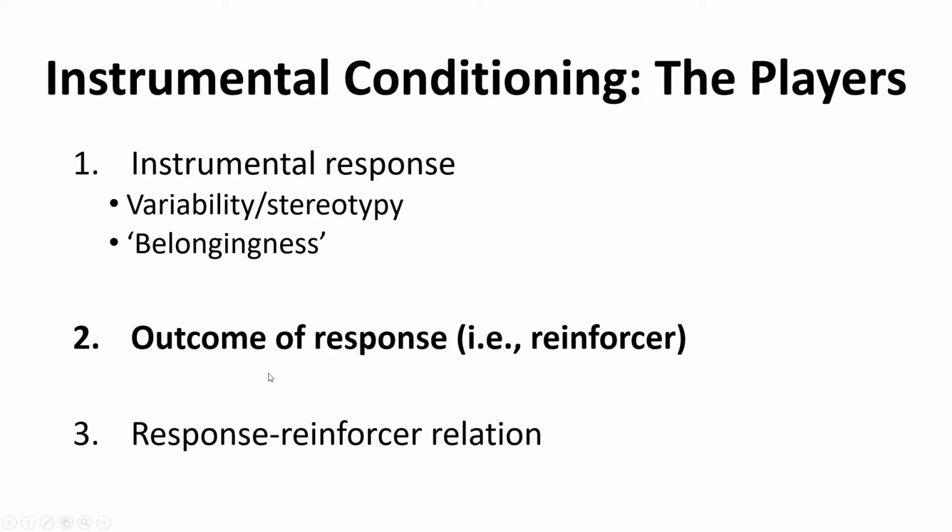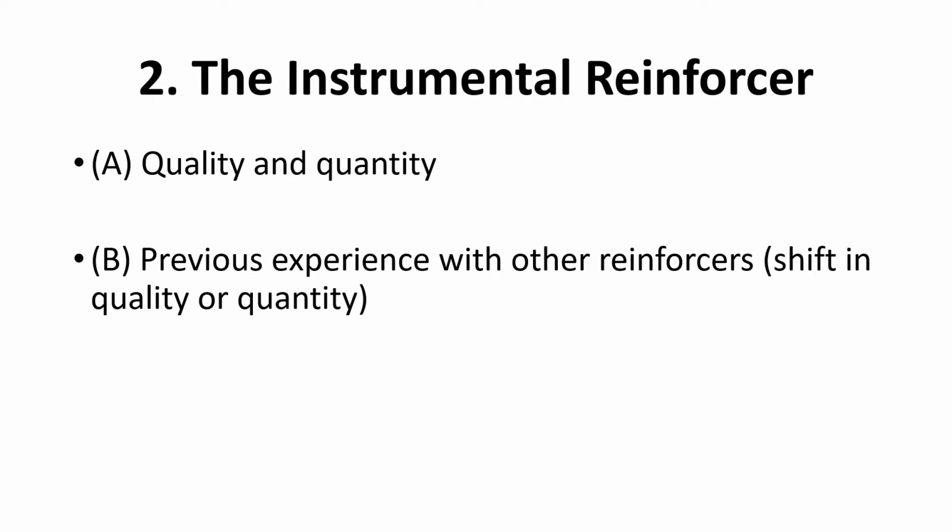And then once we've covered the outcome of response, or our reinforcer, then we're going to talk about the relationship between the response that's made and the reinforcer that's given. So we've talked about, or we will have talked about, both individual components, and then we'll talk about how they relate to one another. All right. So enough setup, let's actually talk about our instrumental reinforcer. What factors are we going to discuss? So the first we want to discuss is the quality and the quantity of our reinforcer.